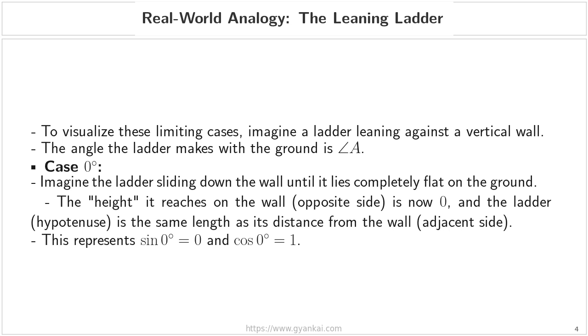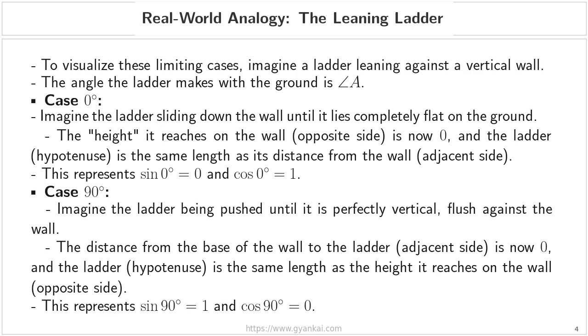As it hits the ground, the height it reaches on the wall, which represents our opposite side, has become 0. At this point, the length of the ladder, which is our hypotenuse, is exactly the same as its distance from the wall, which is our adjacent side. If you look back at our derivations from the previous slide, this perfectly represents why the sine of 0 degrees equals 0, and the cosine of 0 degrees equals 1.